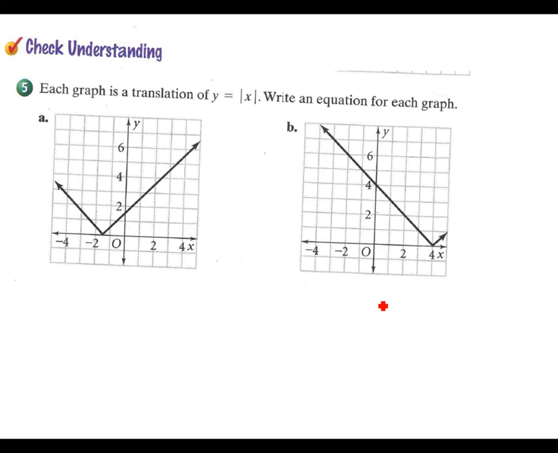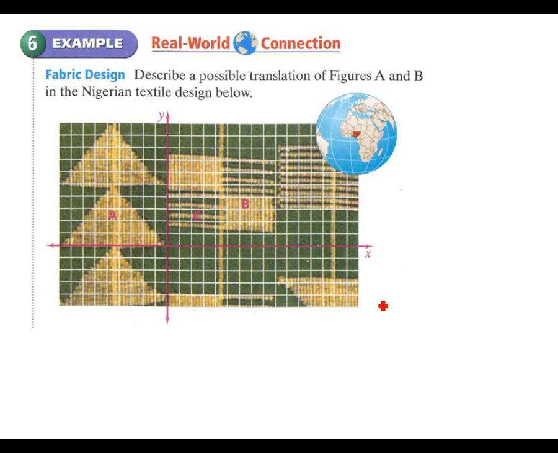These are both absolute value graphs. Okay, so this one's a little tricky to read, I think, but it says describe a possible translation of figures A and B. So here's A, and then it's being translated. So one possible translation is we could translate it up to this triangle up here. So let's pick a point. How about this point right here? And its new point is this one here. So it's being shifted up 1, 2, 3, 4, 5. So for A, we're being translated up by 5.